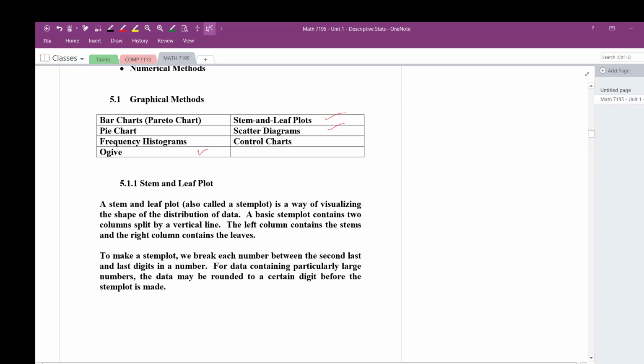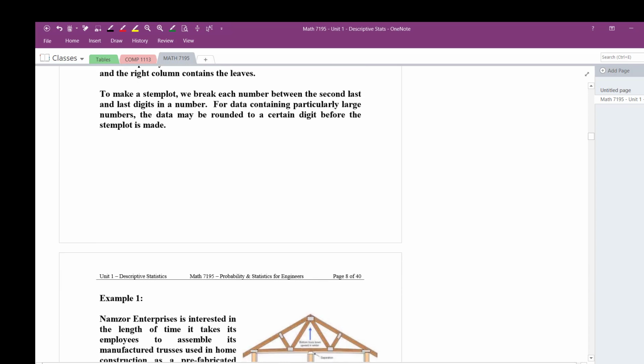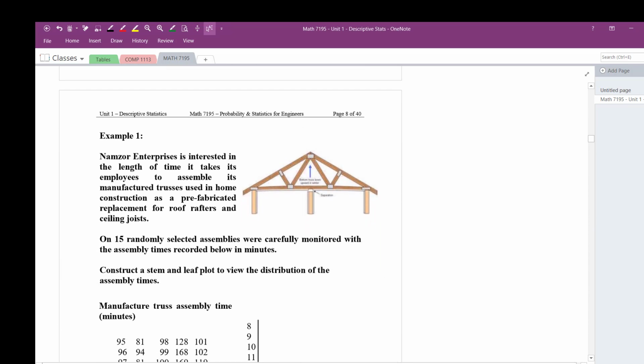The stem and leaf plot, you'll see that long paragraph trying to explain what a stem and leaf plot is and how to create one. But basically, it's a plot that helps us see the shape of our data. We'll go through an example, and then you'll see how this works.